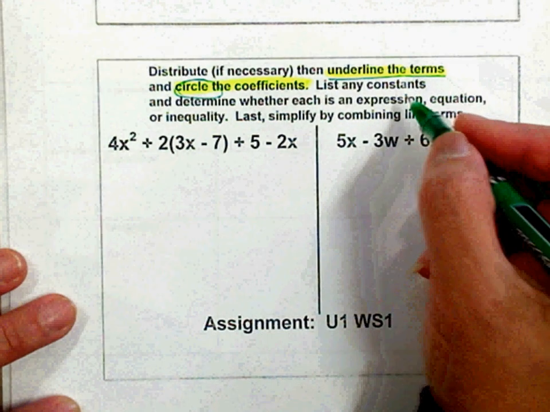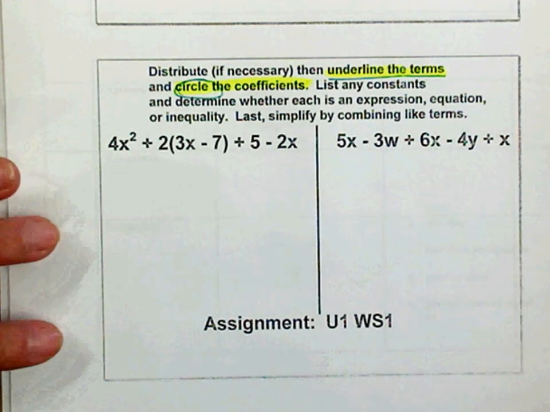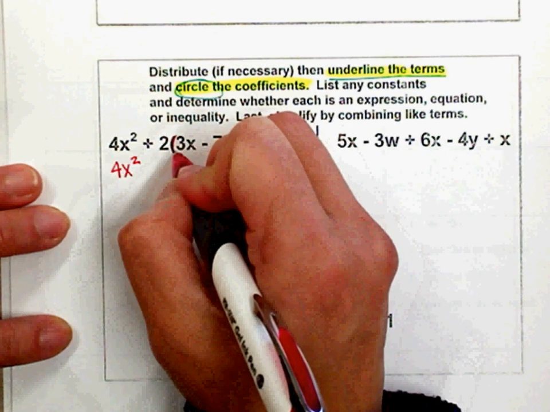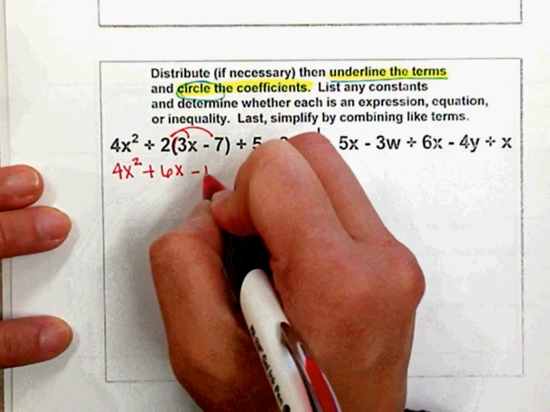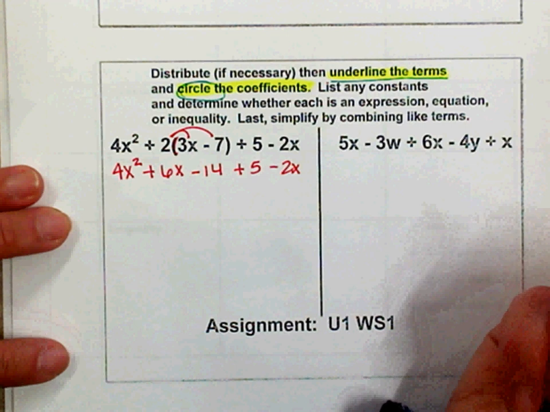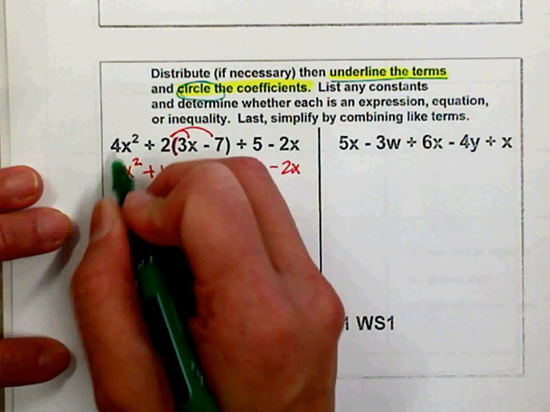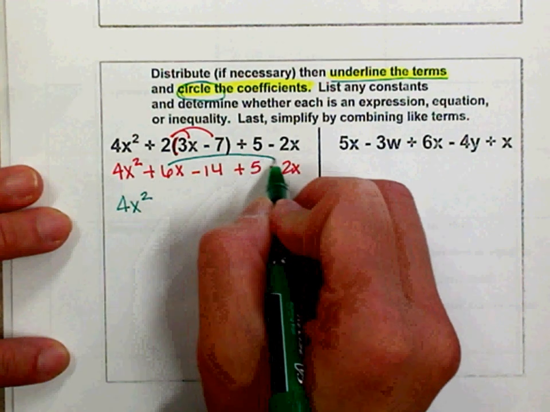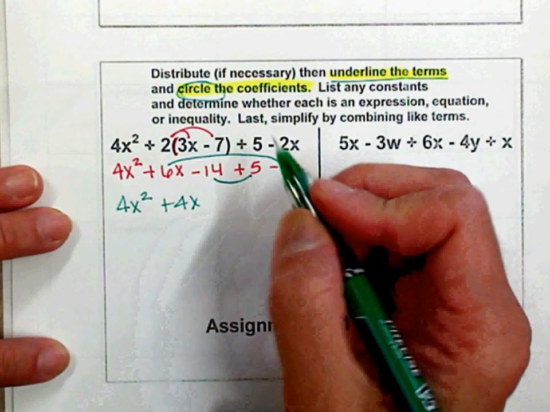So first of all, we're going to work the problem first. 4x squared, bring it down. See that parentheses? Distribute, that means you multiply. Plus 6x minus 14. Bring down your 5, bring down your 2x. Okay? Next part, combine your like terms. Well, there's only one 4x squared, so I'm going to bring that down. 6x minus 2x is positive 4x. And then negative 14 plus 5 is negative 9. So there's my answer. Okay?